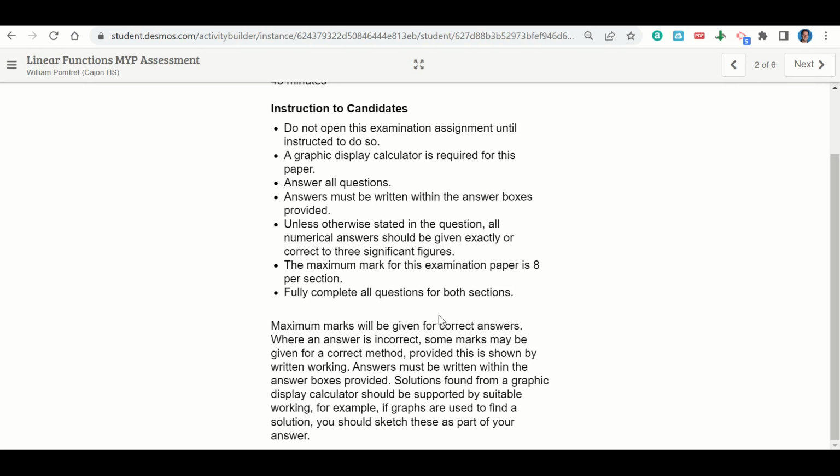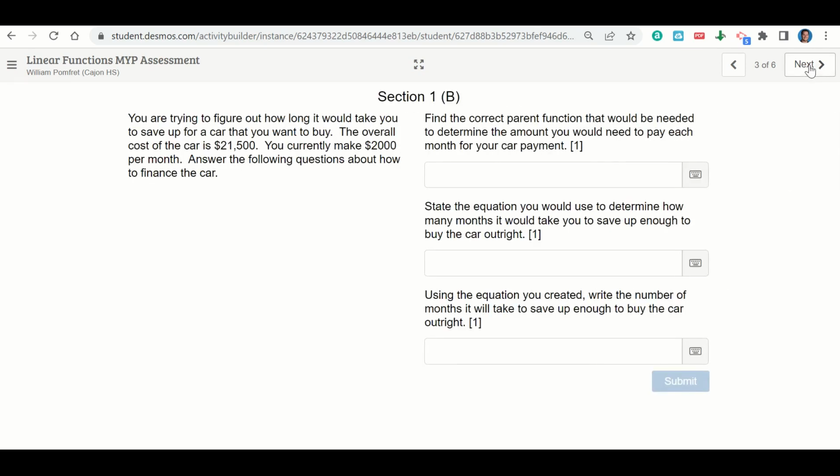Answers must be written within the answer boxes provided. Solutions found from a graphing calculator should be supported by suitable working. For example, if graphs are used to find a solution, you should sketch these as part of your answer. So from that, now we can go ahead and click next, and this will take you to your assignment.